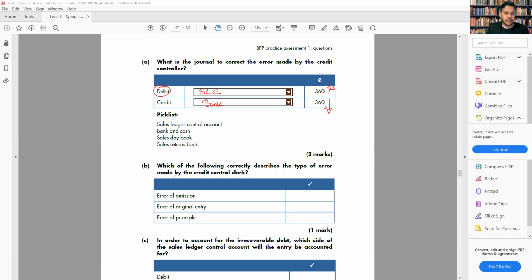Next one, it says, which of the following correctly describes the type of error made by the credit control clerk? It is an error of original entry. Remember that, because when you make a mistake on both sides, on debit and on credit, that means you made a mistake on the original entry. If you just made a mistake on one side, then a suspense account will be created. But when you make a mistake on both sides, debit and credit, it is a mistake of original entry. You change the original figure. It was 17, but you make 13.